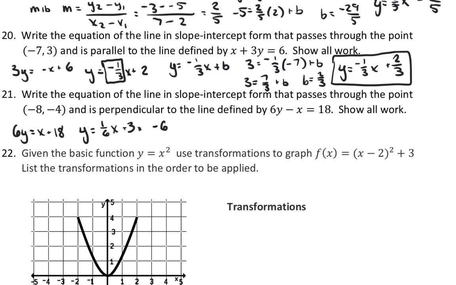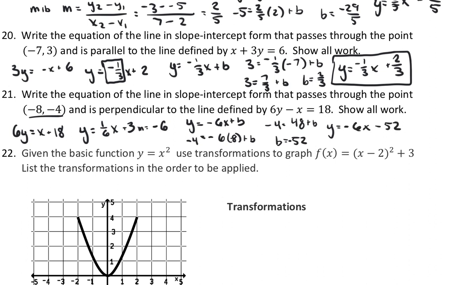So we have our equation. And we have to find that b, and we do that by using our point. So -6 times -8 plus b is equal to -4. So we have -4 is equal to 48 plus b, so b is equal to -52. So we have y is equal to -6x minus 52.